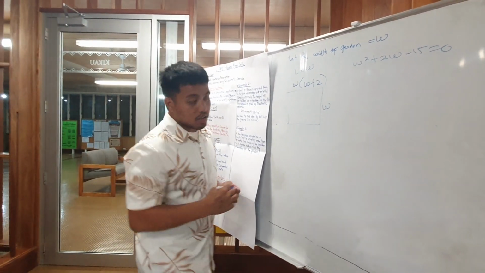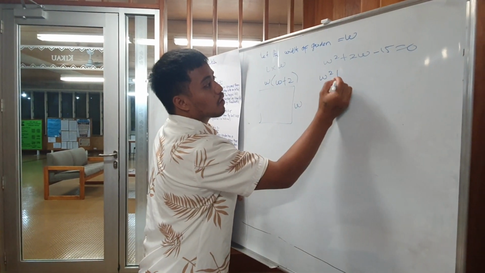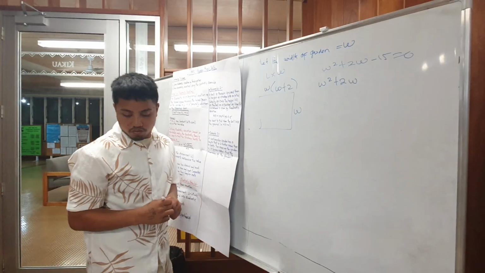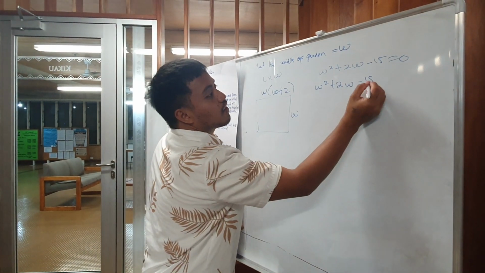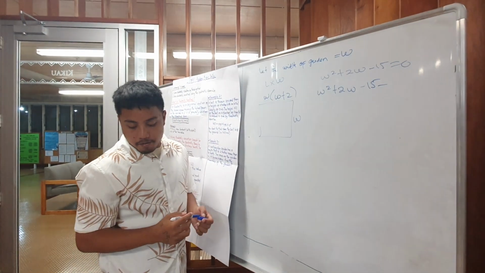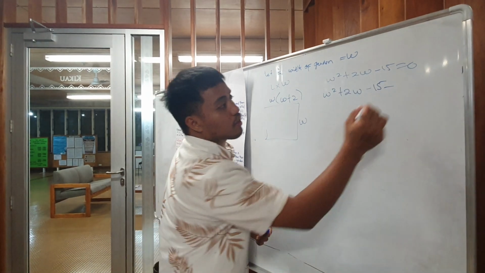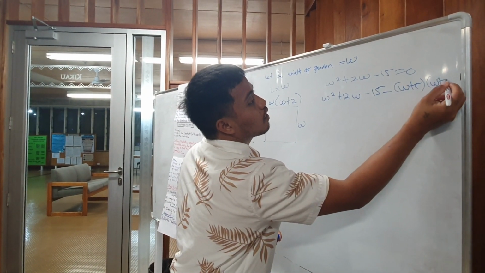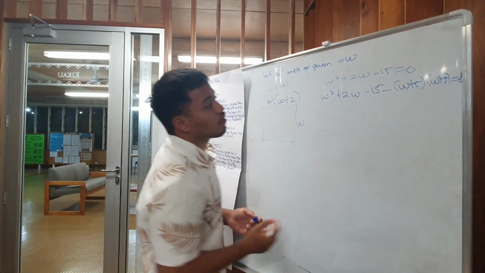So you calculate this, W squared plus 2W minus 15, which factorizes as W plus 5 times W minus 3, is equal to 0.